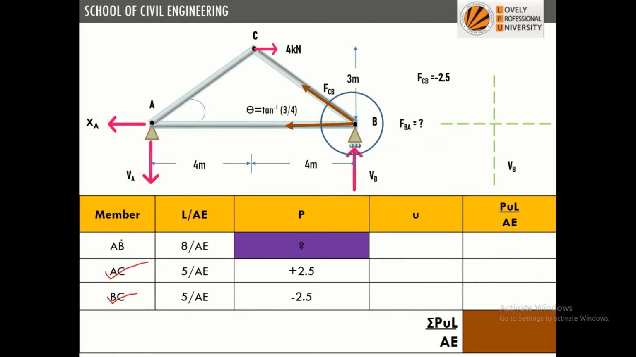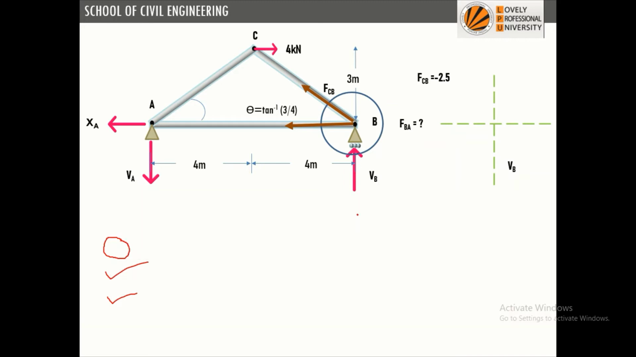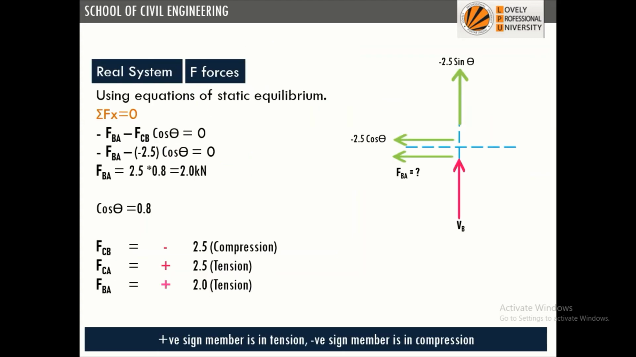Now we are left with the force in member AB. So we will consider the equilibrium of joint B, and there are two forces, FBA and FCB. The value of FCB is already known to us and it is inclined at an angle theta. So again we can resolve this into two components. One reaction is also there. So this inclined force we will resolve into two components. One will be FCB cos theta and the other will be FCB sin theta.